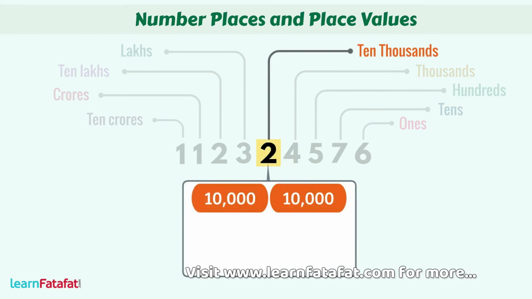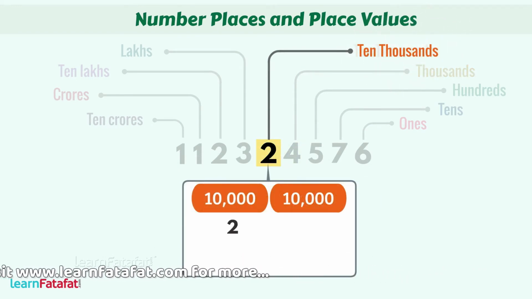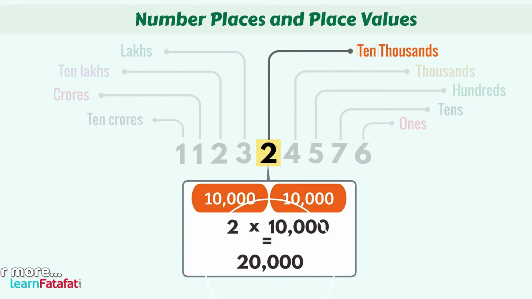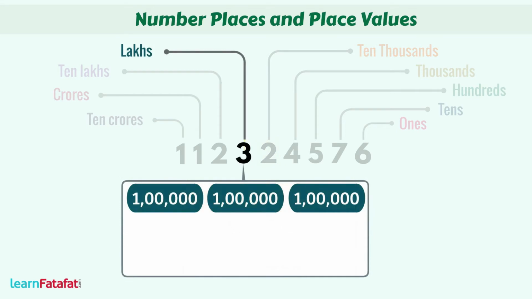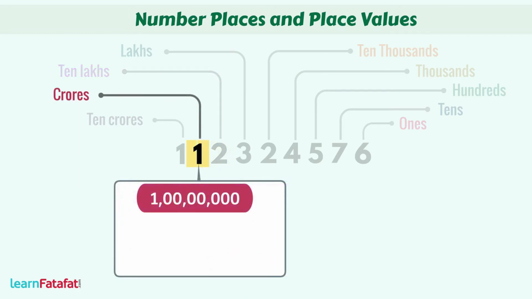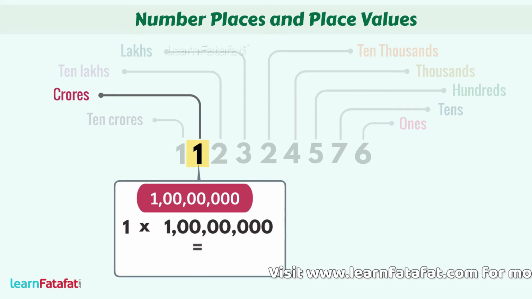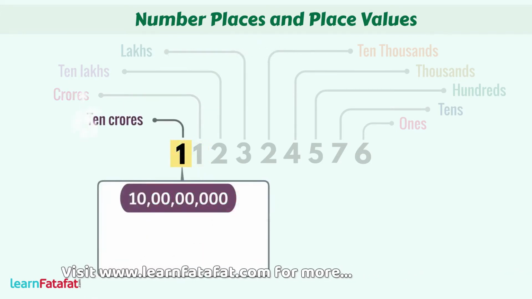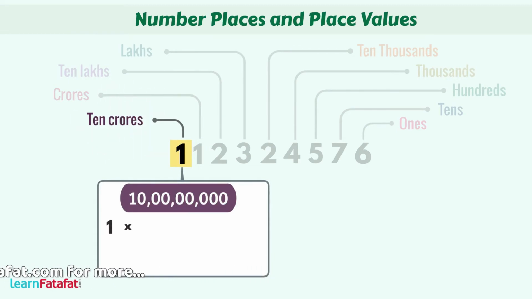Value of 2 at 10,000s place is 2 multiplied by 10,000, which is equals to 20,000. Value of 3 at lakhs place is 3 multiplied by 1 lakh, which is equals to 3 lakhs. Value of 2 at 10 lakhs place is 2 multiplied by 10 lakh, which is equals to 20 lakhs. Value of 1 at crores place is 1 multiplied by 1 crore, which is equals to 1 crore. And value of 1 at 10 crores place is 1 multiplied by 10 crores, which is equals to 10 crore.